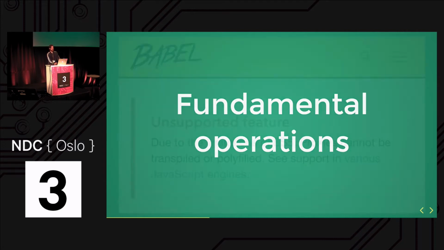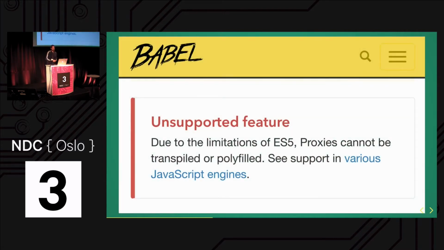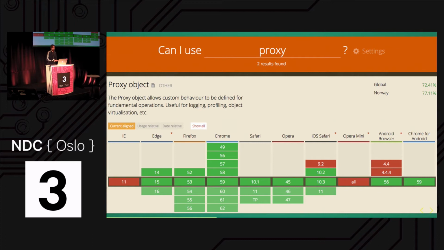And because of this, there is no viable way to transpile it, whereas most of ECMAScript 6 is just syntax sugar. You could just use Babel to transpile it, but you can't do that with proxies because it changes the fundamentals of the language. But fortunately, the support has now become really good, so you can actually use this. Fairly recently, the support has gotten really good.